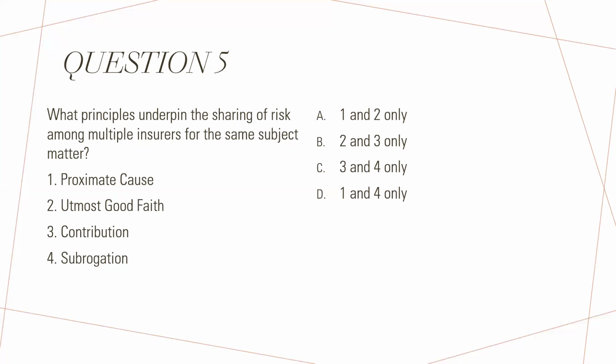Now, let's try another question about the principles of insurance. Okay, so what kind of principle here is about sharing the risk among multiple insurers? Let's see. You need to select two answers here, as a combination.